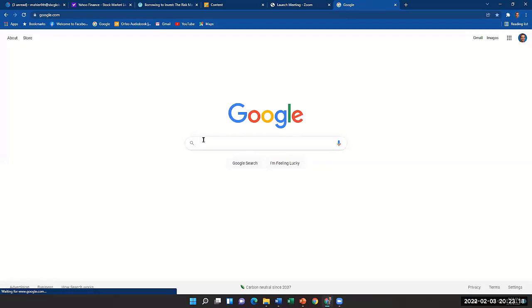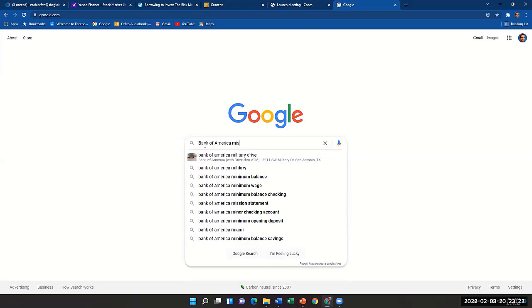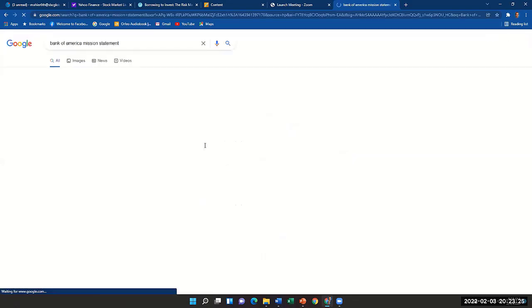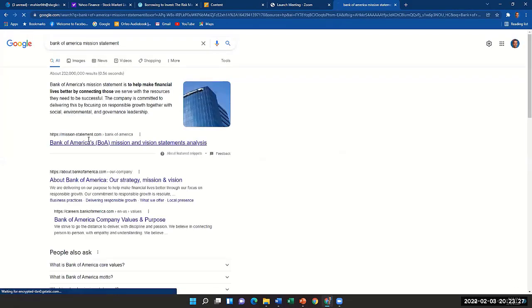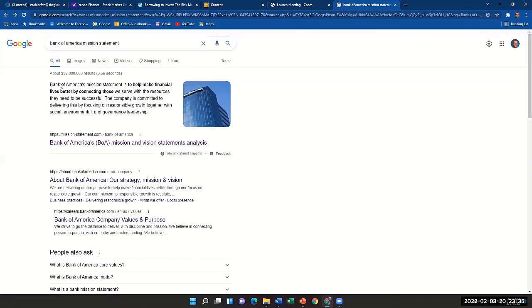So if I do Bank of America mission statement, is there anything in their mission statement that talks about risk? Sorry. Bank of America's mission statement is to help make financial lives better by connecting those we serve with the resources they need to be successful. The company is committed to delivering this by focusing on responsible growth together with social, environmental, and governance leadership. Nothing about risk in there.